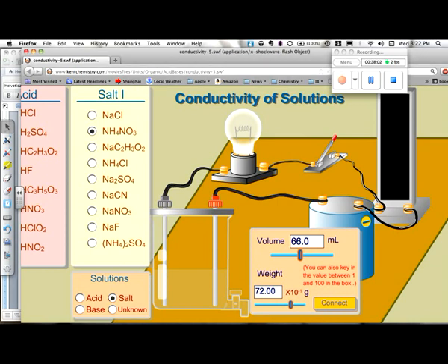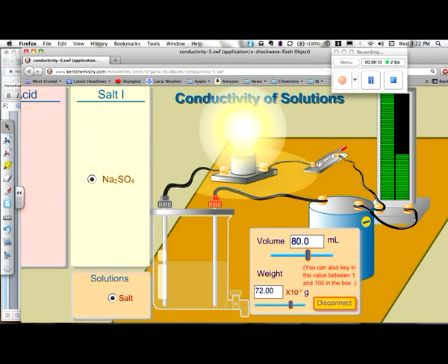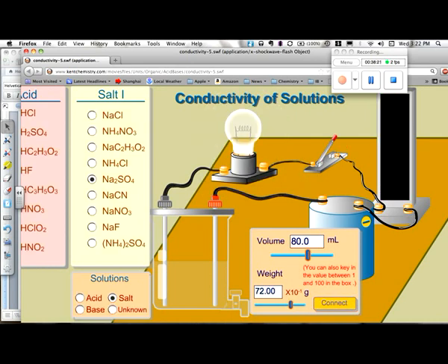All right, so let's switch it to sodium sulfate. I like the larger volumes. And let's say connect. Wow. See? More particles give us a higher amount of electricity being conducted. So that's another reason why it's important to understand the numbers of particles.